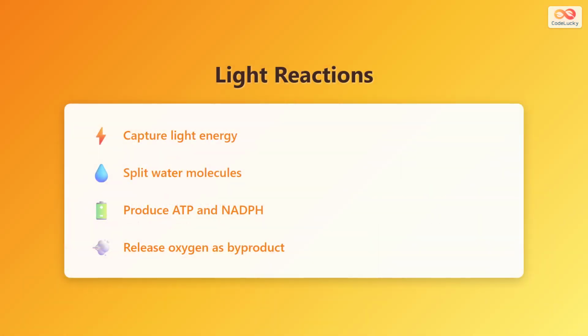The light reactions are the first stage of photosynthesis, and as the name suggests, they require light to function. During this stage, chlorophyll and other pigments capture light energy from the sun. This energy is used to split water molecules in a process called photolysis. The splitting of water produces 2 important energy-carrying molecules, ATP, which is adenosine triphosphate, and NADPH, which is nicotinamide adenine dinucleotide phosphate. Oxygen is released as a byproduct when water molecules are split.